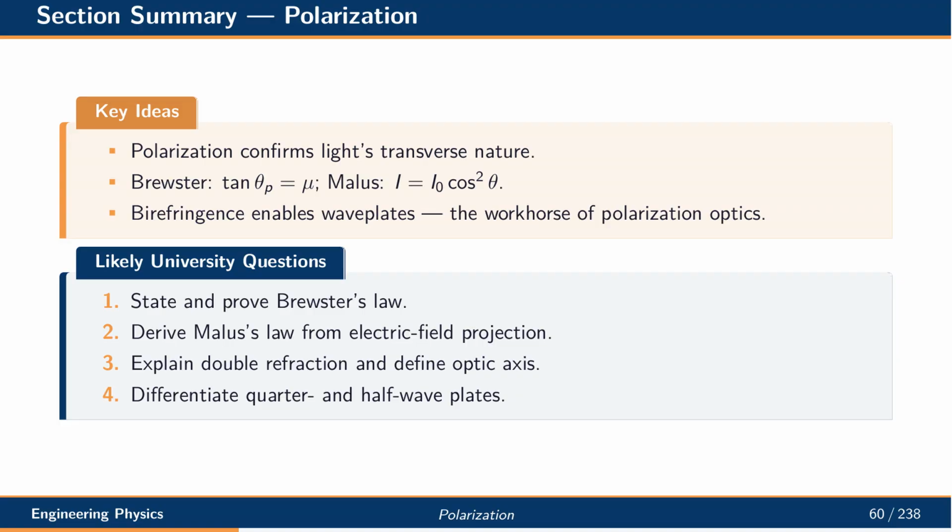Let us summarize this section. Polarization confirms the transverse nature of light. Brewster's law gives a tangent relation between Brewster angle and refractive index, while Malus's law gives the cosine squared dependence for intensity after an analyzer. Birefringence enables wave plates, which are the workhorses of polarization optics. Typical exam questions include proofs of Brewster and Malus's laws, and a description of double refraction.